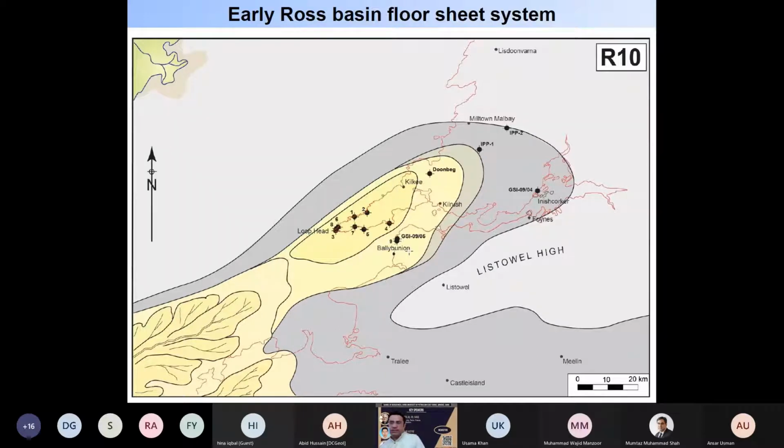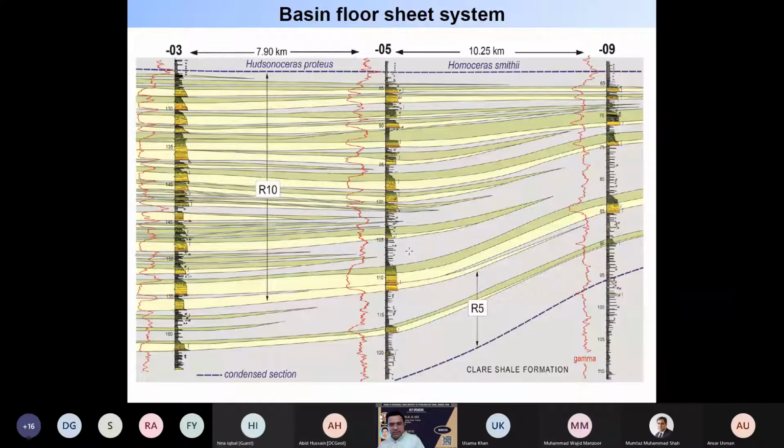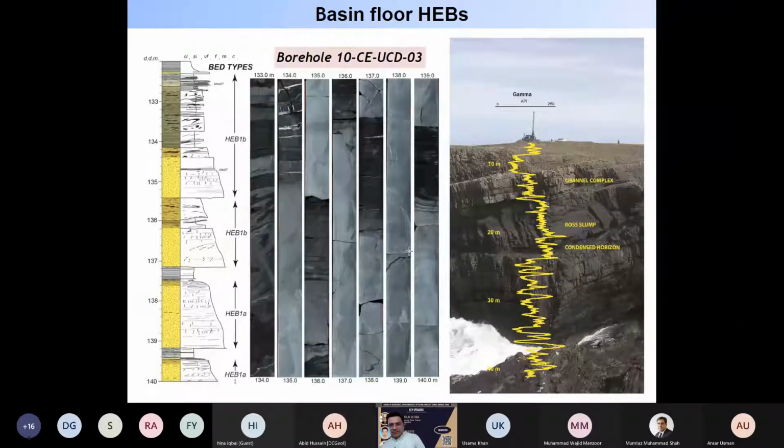Basin floor setting, as I mentioned, was deposited in the lowermost part of the Ross Sandstone Formation, and these were really high energy turbidity currents. They traveled deeper into the basin, and these form the sheet system. We encountered those beds in 3 boreholes, and we made correlations, and you can see that these are extensive deposits. These are some cores for this type of bed, and what you can see is these are sand-rich beds with well-developed divisions.